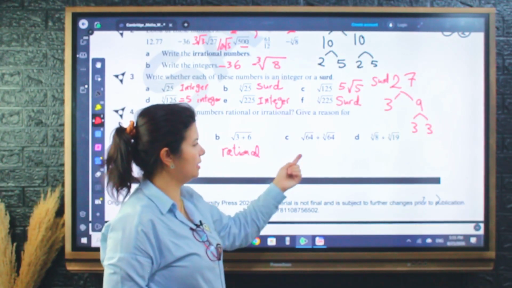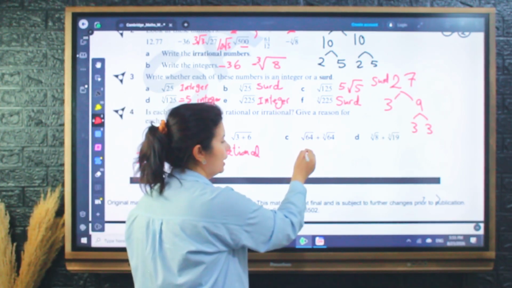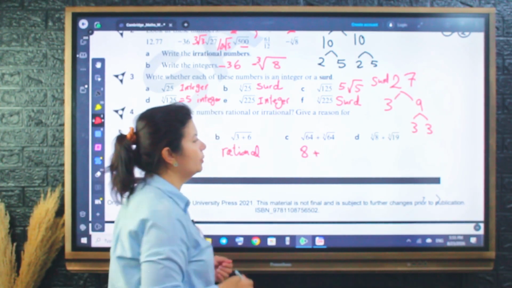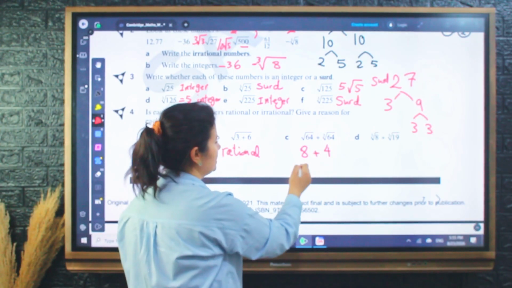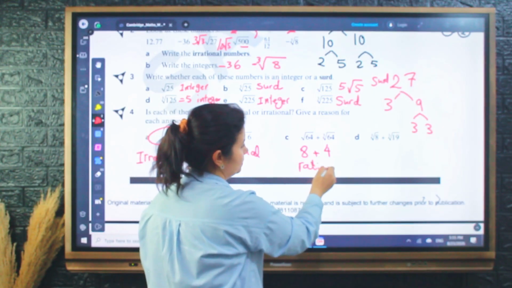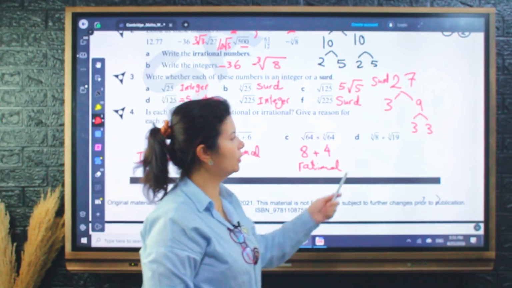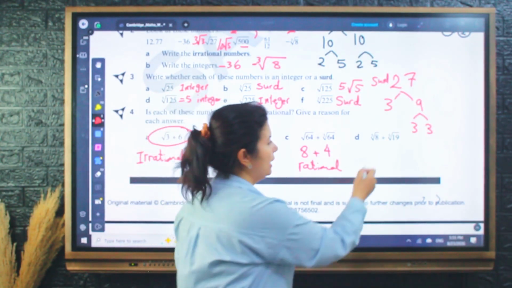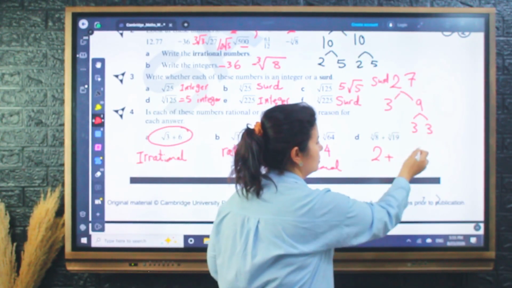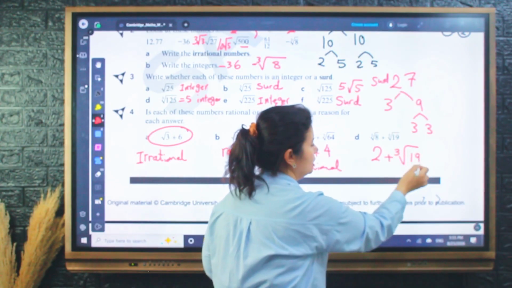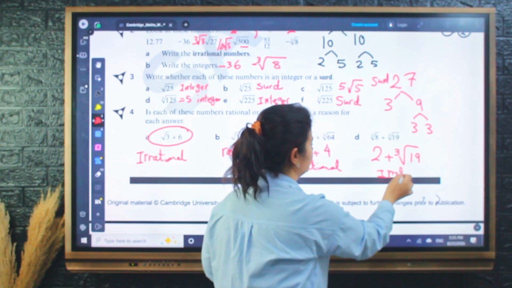Okay, letter C. Here we have the square root of 64, which is 8, and the cubic root of 64, which is 4. So here it's rational. Okay, look at D. The cubic root of 8 is 2, and the cubic root of 19 is still cubic root of 19, so this one is an irrational number.